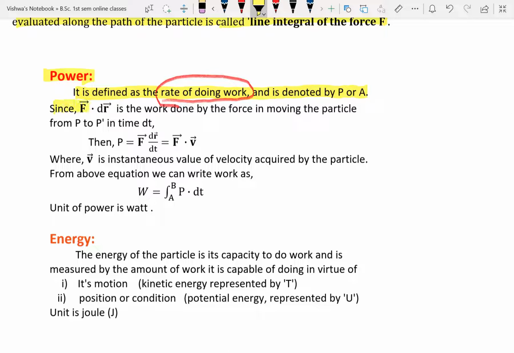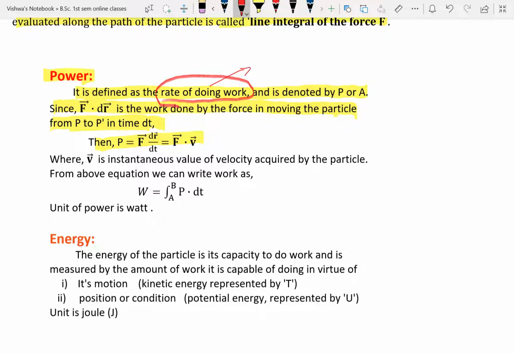Since F · dr is the work done by the force in moving the particle from P to P prime, just take the previous diagram as an example. F · dr is the work done by the force in moving the particle from P to P prime in a time interval of dt. So dt is the small time interval to move the particle from P to P prime. Then power is given by F · dr/dt. So here the definition is the rate of doing work.